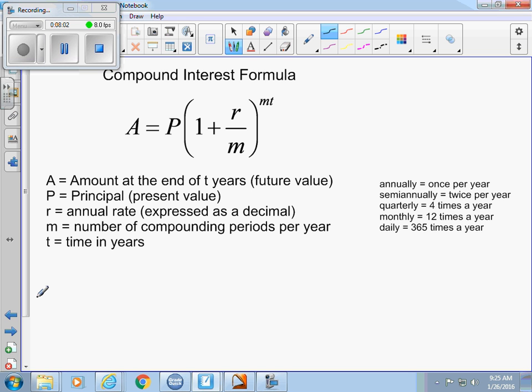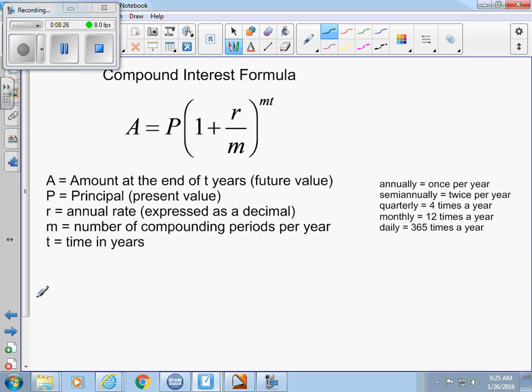Remember, the first one was just compounded annually, so we divided by 1, and it didn't really show up in the formula. But if we're compounded quarterly, a lot of banks do quarterly, that means you get an interest payment every 3 months. How many of you have a bank account where it seems like about every 3 months you get an interest payment? Yeah. That's a very common way for banks to do it.